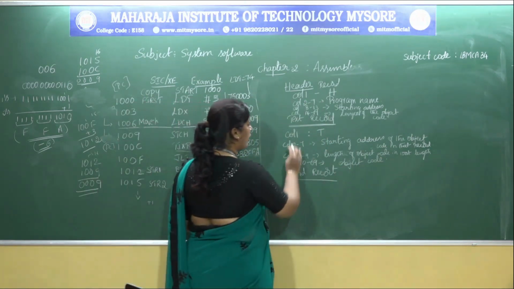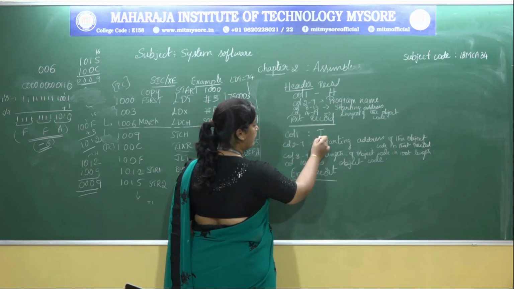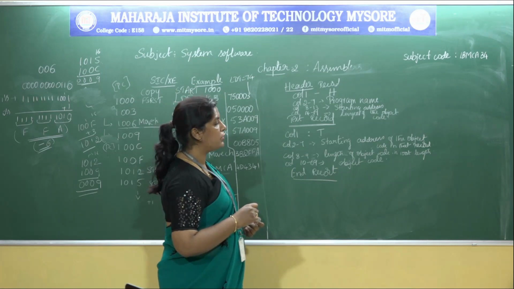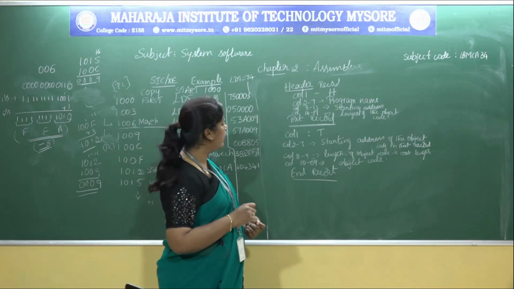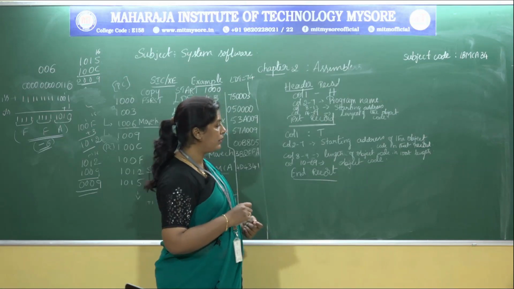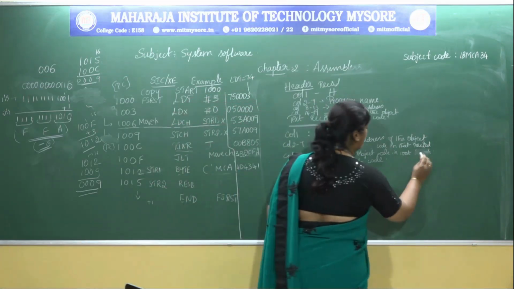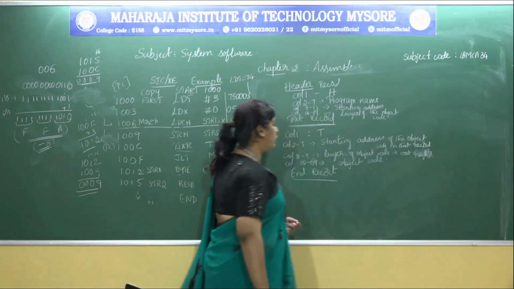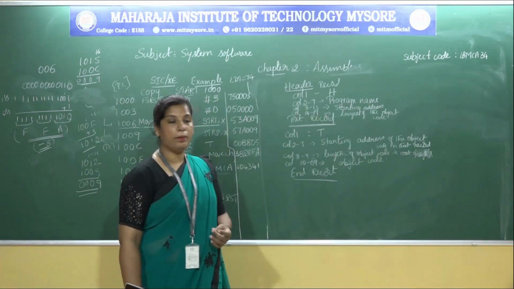So the text record has column 1, the type of the record; columns 2 to 7, the starting address of the object code in that particular record; columns 8 to 9, the length of the object code in that record; and columns 10 to 69, the object code.